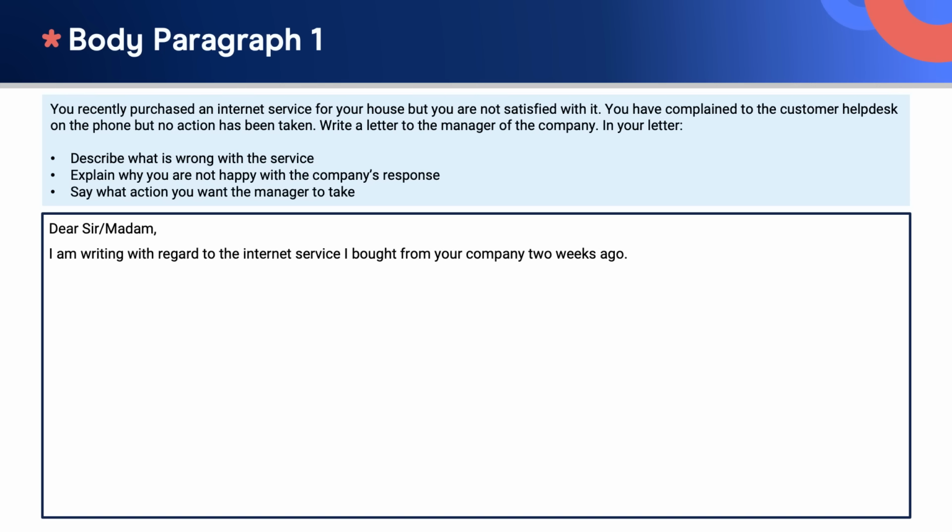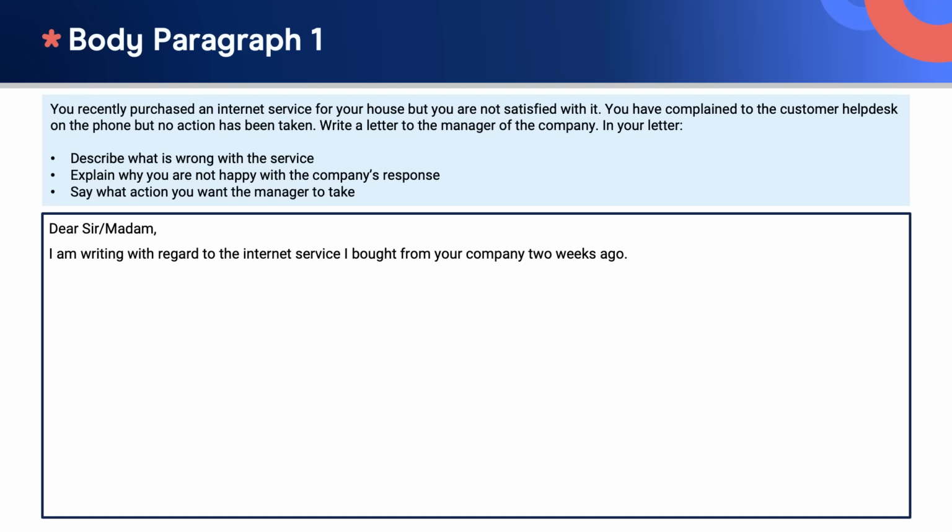Writing an introductory statement should be quite simple. The words to use for this introductory statement can be found in the task description for the letter. Okay, now it's time to write the first body paragraph of your letter. Remember, in the first body paragraph, you need to address the first bullet point of the task description. For this task, the first bullet point was, describe what is wrong with the service.